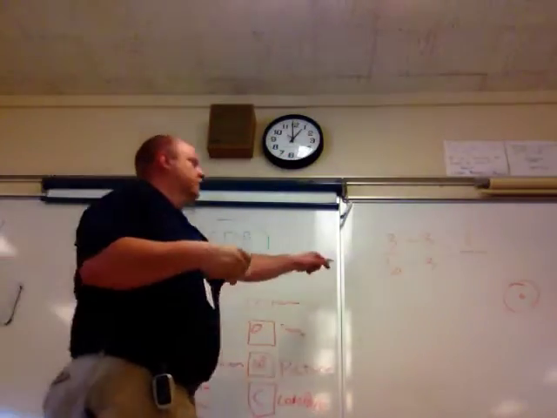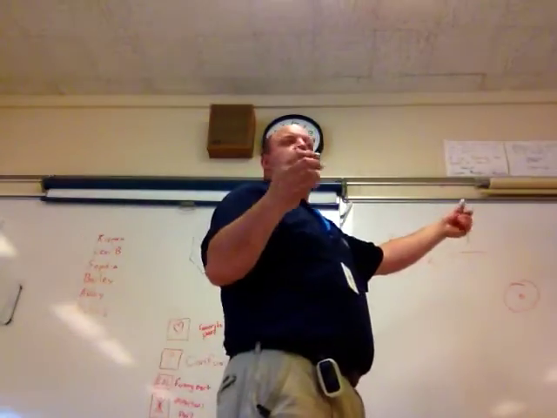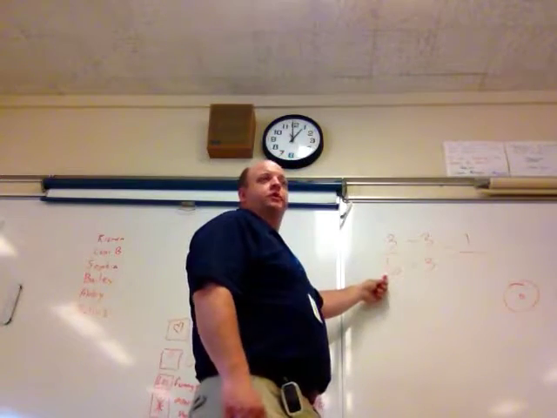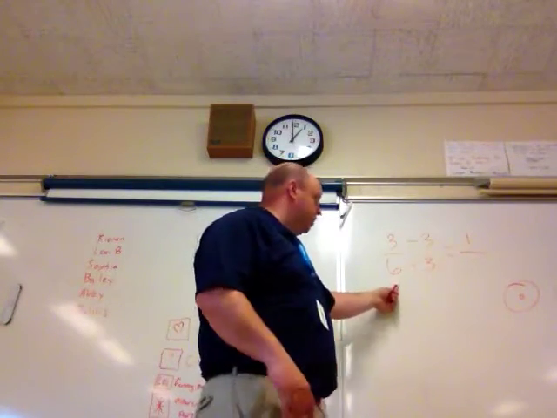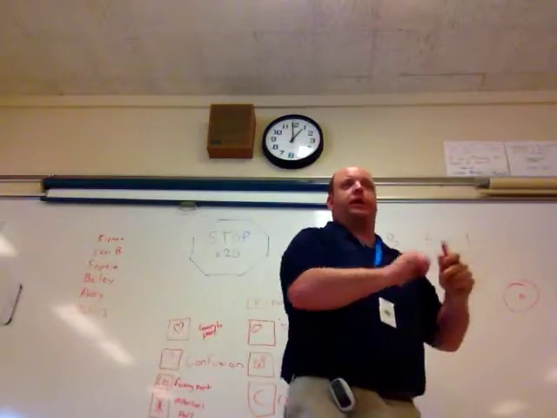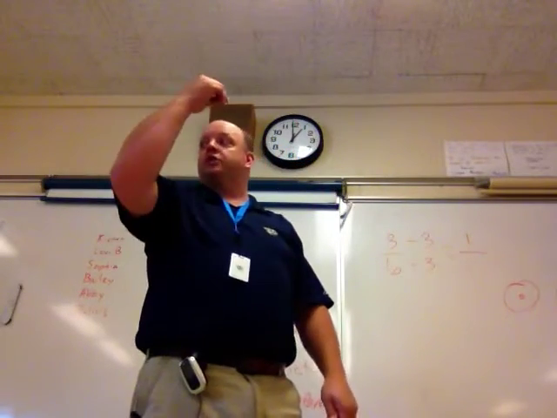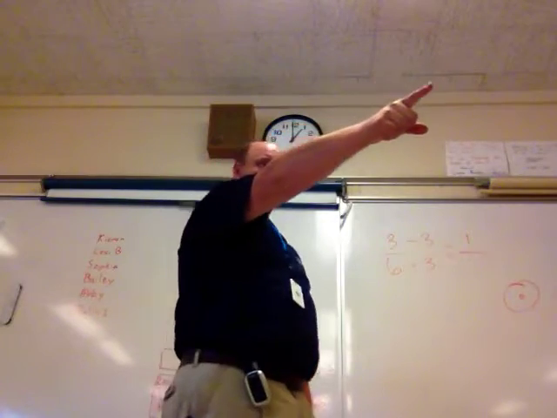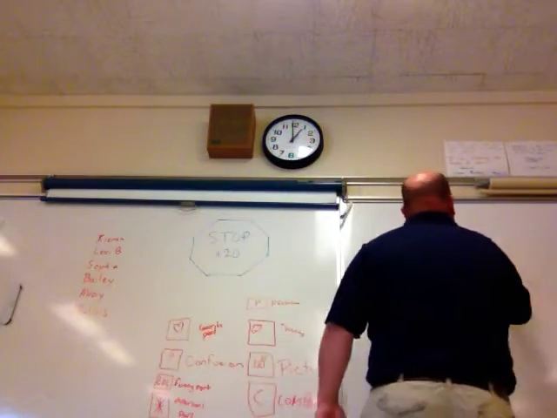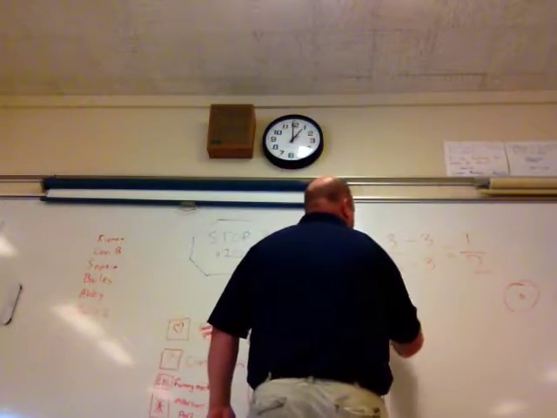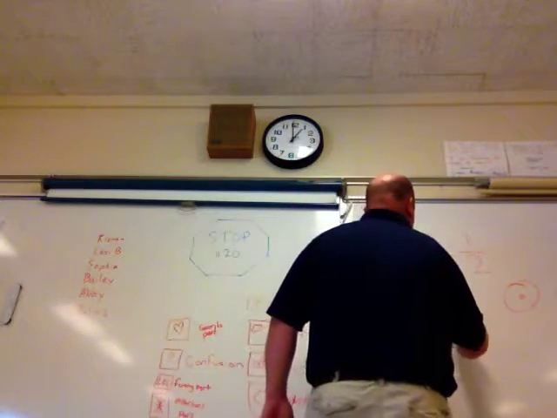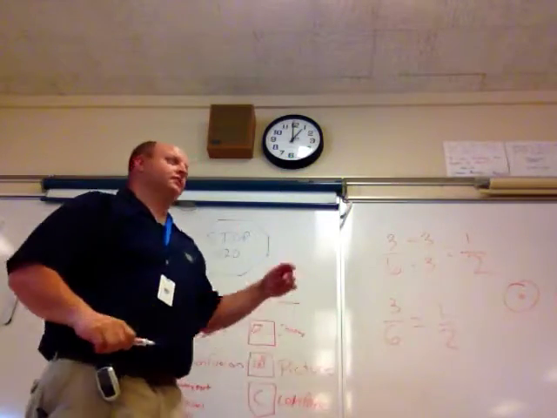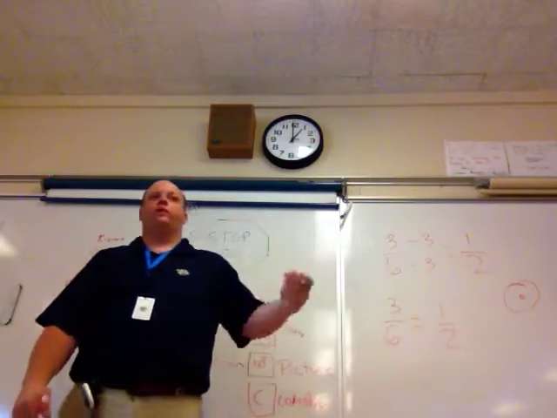Okay. Now bonus. You found 3 more cookies. So now you have 6 cookies, but you still only have to use 3 plates. How many cookies are going to be on each of those plates now? 2. So we just created an equivalent fraction using division. We know that 3/6 is equal or equivalent to 1/2.